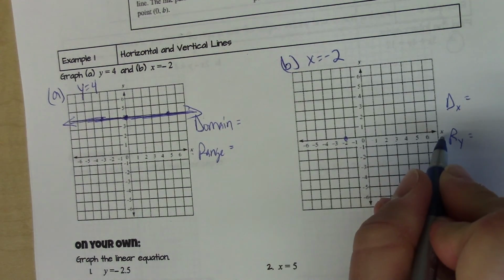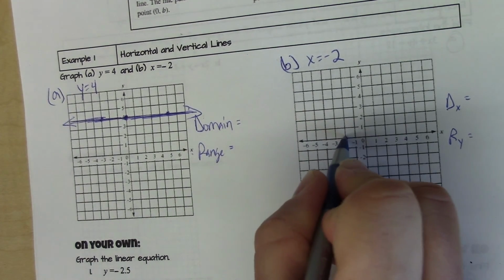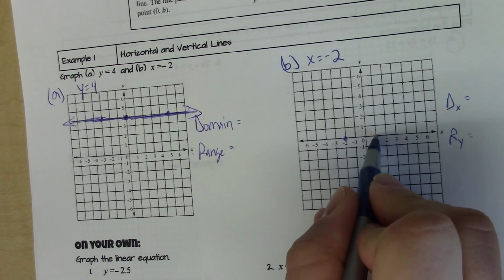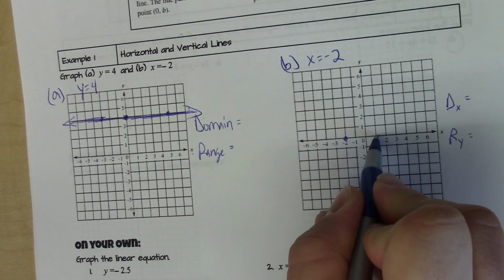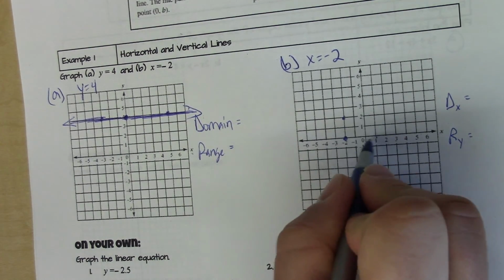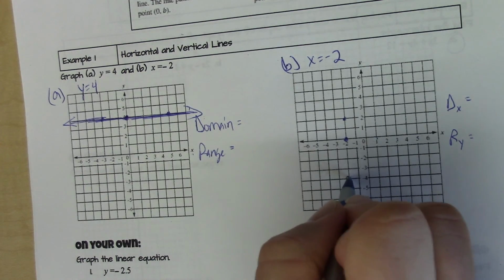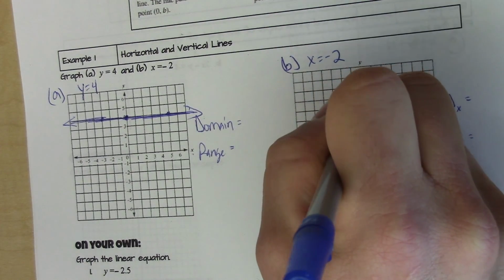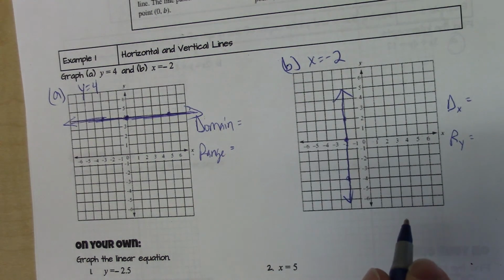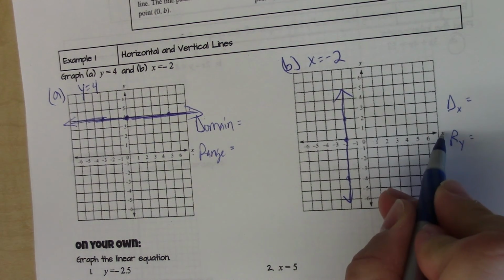Whereas with x equals -2 right here. Again, on the x-axis, -2 is right here. It's not going to be a line like this straight through this way, because right there, x does not equal -2, it equals 1. Where else does x equal -2? Well, right here at -2, 2, at -2, -4 down here. Everywhere on that line tells you, oh, it's a vertical line.